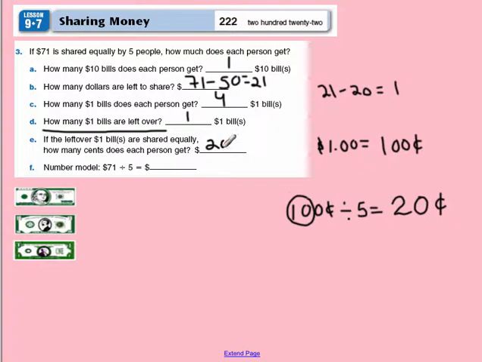And if I were to count by 20s up to 100, 20, 40, 60, 80, 100, I could check my work. So let's take a look at our answer now. Each person had 1 $10 bill, 4 $1 bills, and 20 cents. So our number model down here, $71 divided by 5, is equal to $10 plus $4 plus 20 cents. That's going to be equal to $14.20. That's pretty cool. We did that without our calculator.